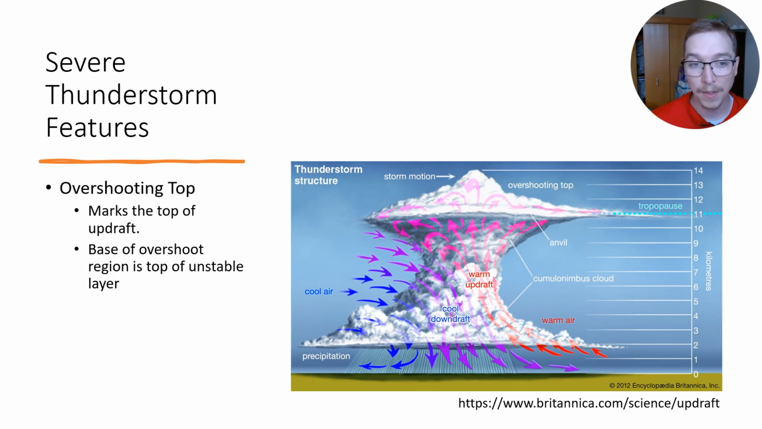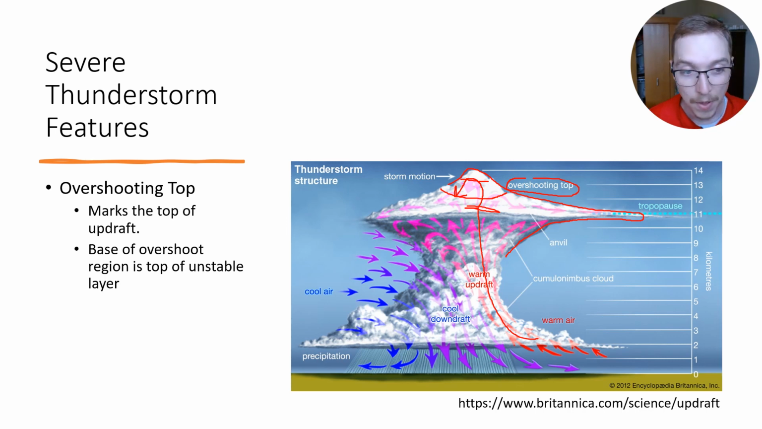The next feature is called our overshooting top, which we see here. It's what we're looking at, that classic anvil feature, poking up top here. And this is our overshooting top, more or less right there. It marks the top of our updraft, so the highest position that we're getting to with our updraft. Here you can see it reaching all the way up and then turning back down. So this would be our overshooting top right there.